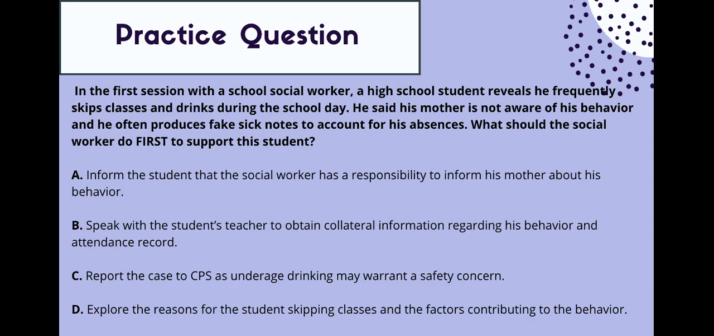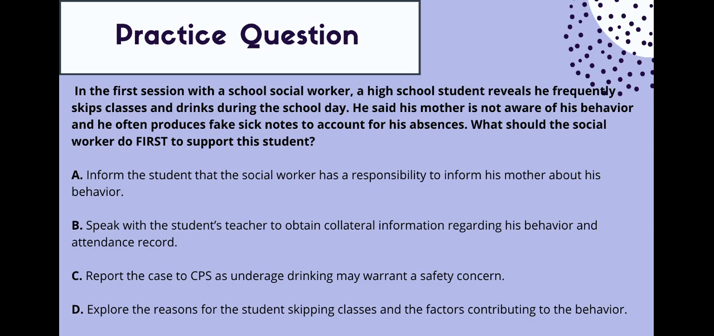So C is out. I'm also going to rule out A, inform the student that the social worker has a responsibility to inform his mother about his behavior. We are just trying to build rapport with the student. And from what we see here, we don't have enough information yet to determine that he's a danger to himself or others and that his parent would need to be informed. We don't have enough information yet. So that leads us to B and D.